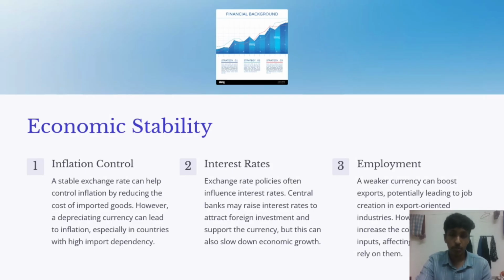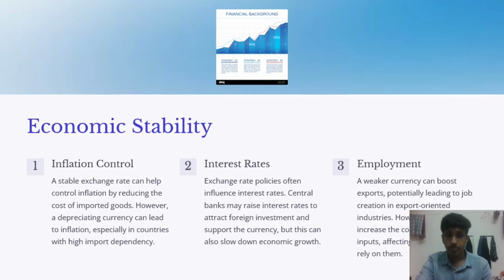Interest rate, exchange rate policy often influences interest rate. Central banks may raise interest rates to attract foreign investment and support the currency, but this can also slow down economic growth. So interest rate is basically like when you borrow a loan, you need to pay interest along with the amount. So that is what is interest rate. So sometimes government may raise interest rate to make their currency stronger. So this will attract the foreign investors to invest the money, and they'll have higher return on their money. But higher interest rate can also slow down the economy. So think of it as people being less willing to spend money.